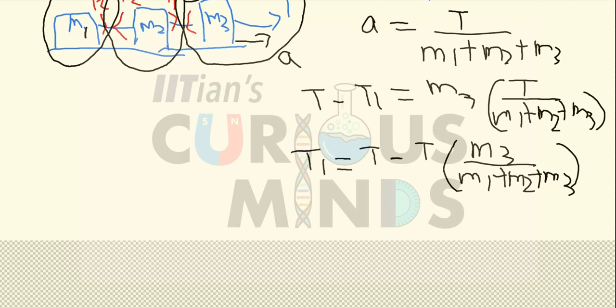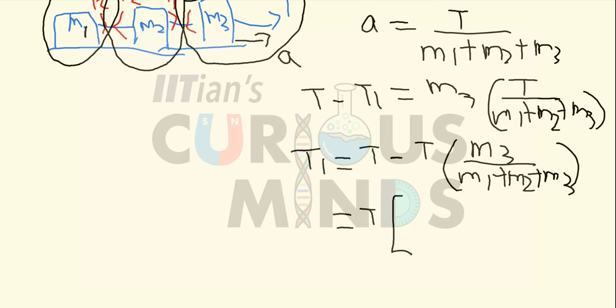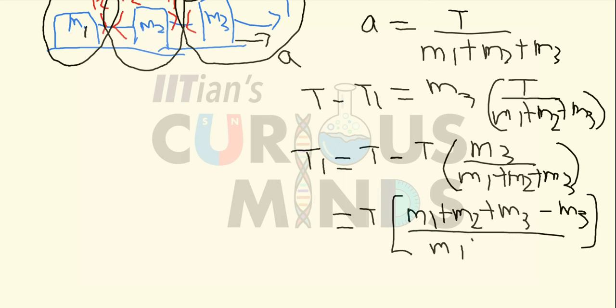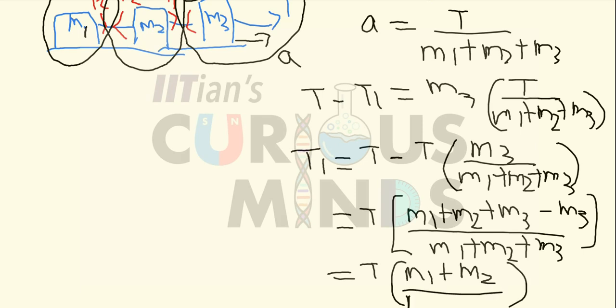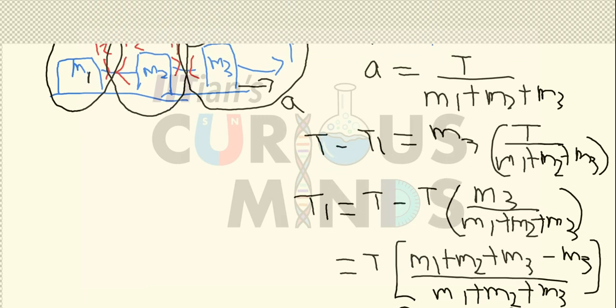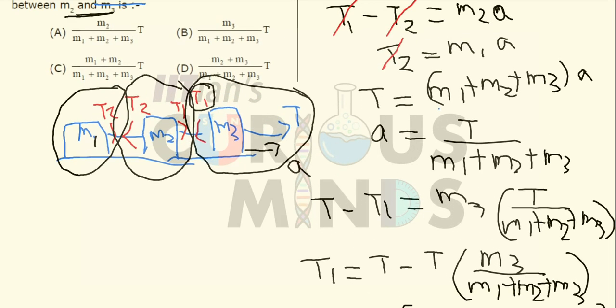So now I will take T common. It will be equal to T into 1 minus m3 divided by m1 plus m2 plus m3, which is T into m1 plus m2 plus m3 minus m3 divided by m1 plus m2 plus m3, which is basically equal to T into m1 plus m2 divided by m1 plus m2 plus m3. So it will be equal to m1 plus m2 into T divided by m1 plus m2 plus m3, which is option number C over here.